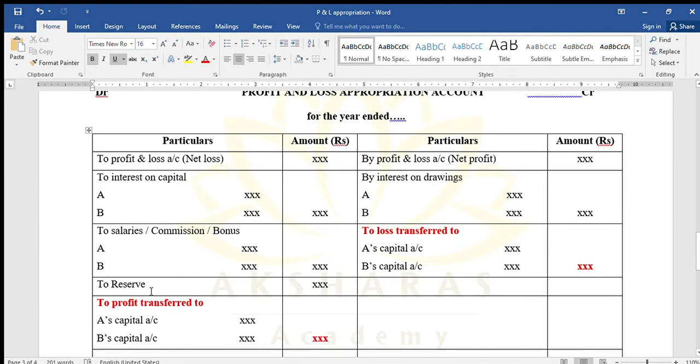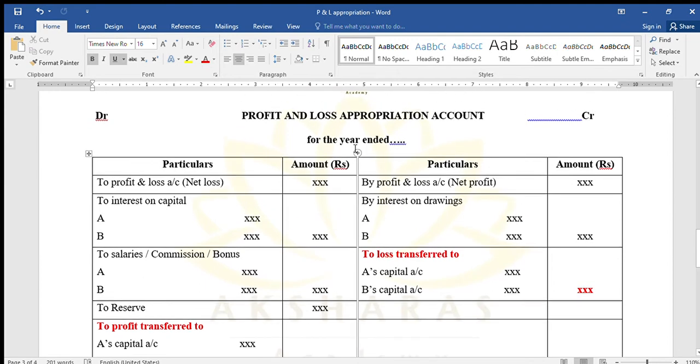Next is to create a reserve. What is a reserve? In order to meet any future contingencies or unforeseen happenings, an amount out of the profit will be kept aside, and that is called a reserve. So this reserve will help in case of any unforeseen happenings or during any contingency. So that is again an expense for the firm, and it is debited to the profit and loss appropriation account.